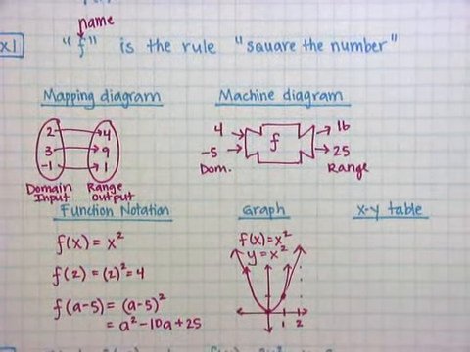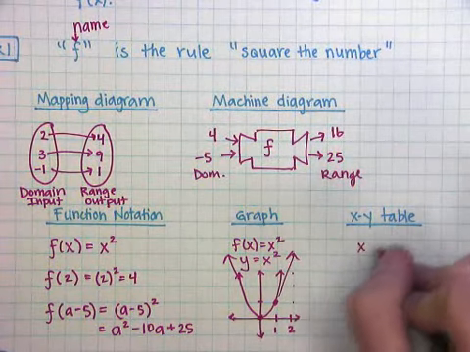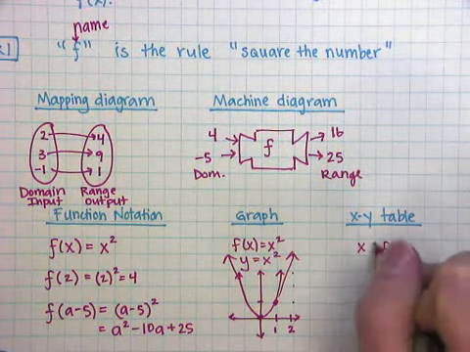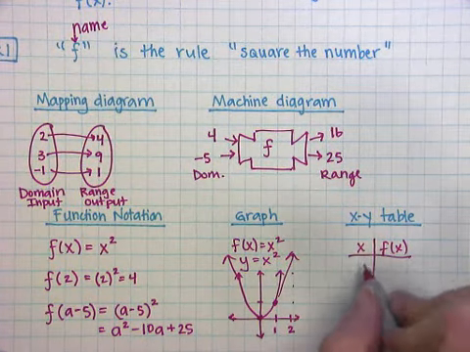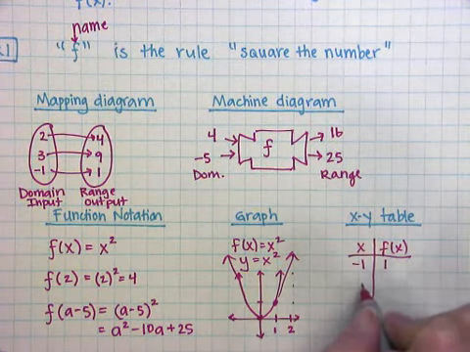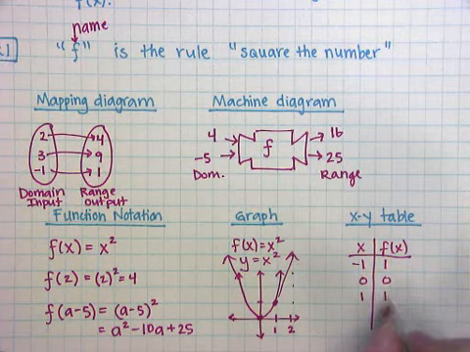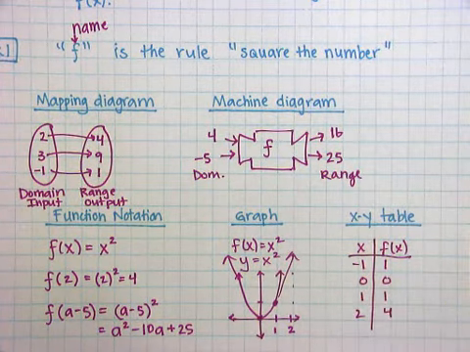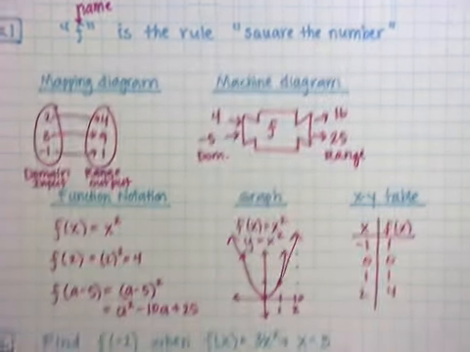And then finally, the last way that you can represent a function is with an xy table, or an f of x table if you want to be fancy. And this is almost exactly like the mapping diagram. For instance, if I plug in -1 and square it, I get 1. If I plug in 0 and square it, I get 0. 1 squared is 1, 2 squared is 4, etc. So just some different ways that you can represent one concept, one idea.